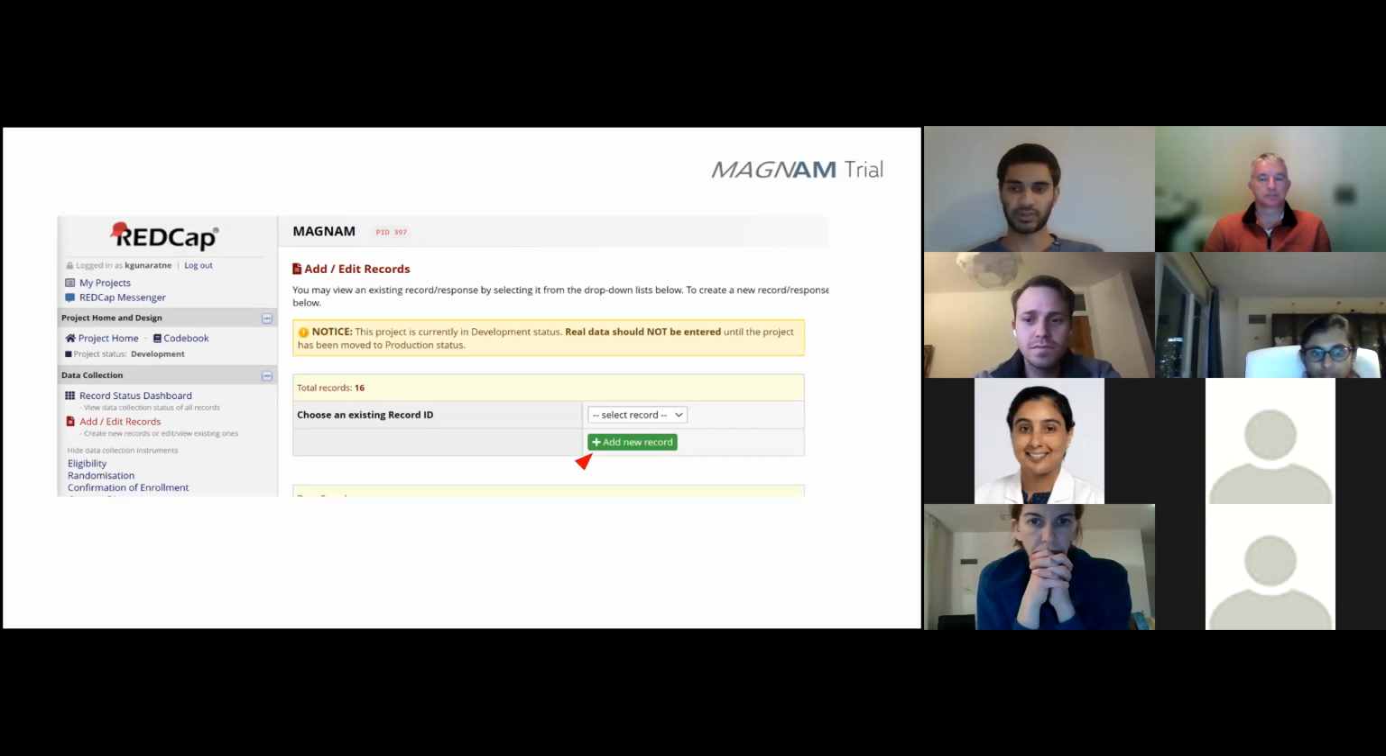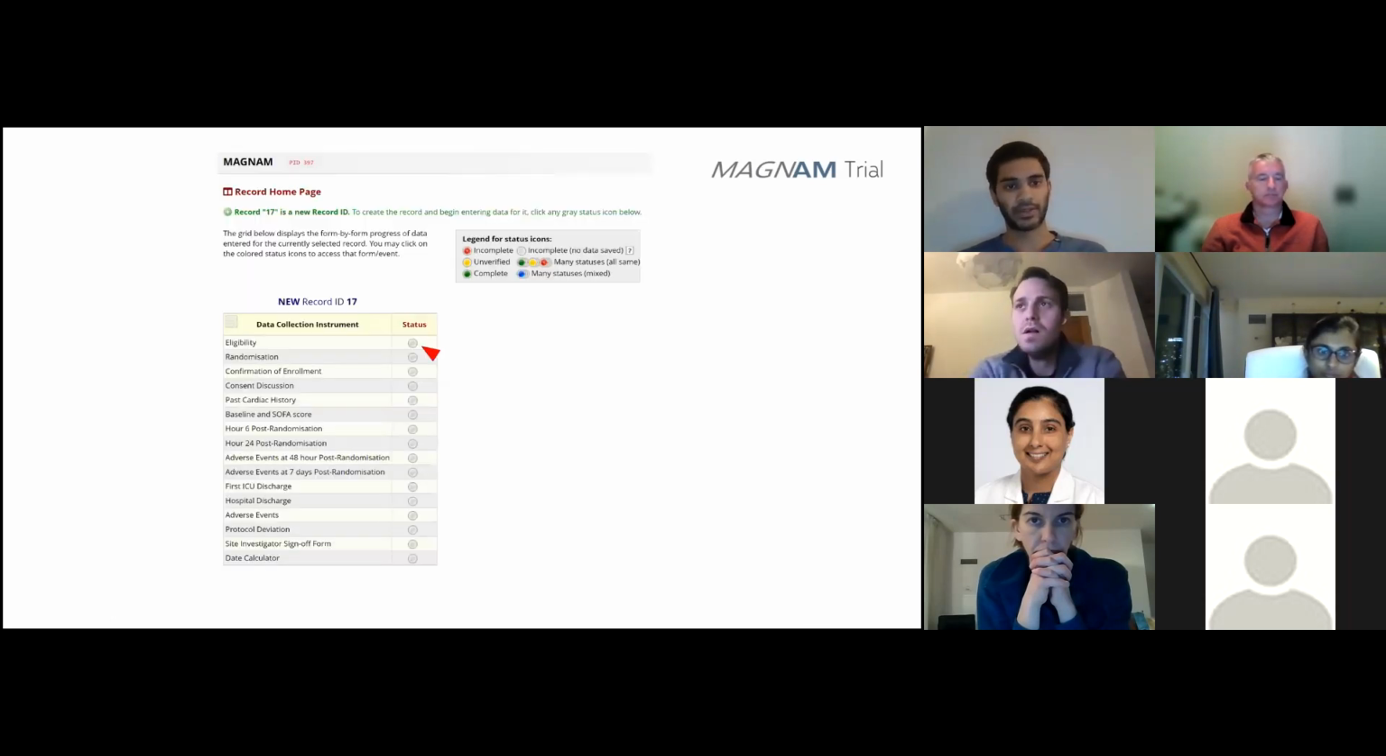So when the patient goes into AFib and you've just verified the inclusion and exclusion criteria on the paper form, the next step would be then just to click add a new record here. So Ken can go, yep. You get a screen that shows all the instruments. You'd start with the first one, that's eligibility.